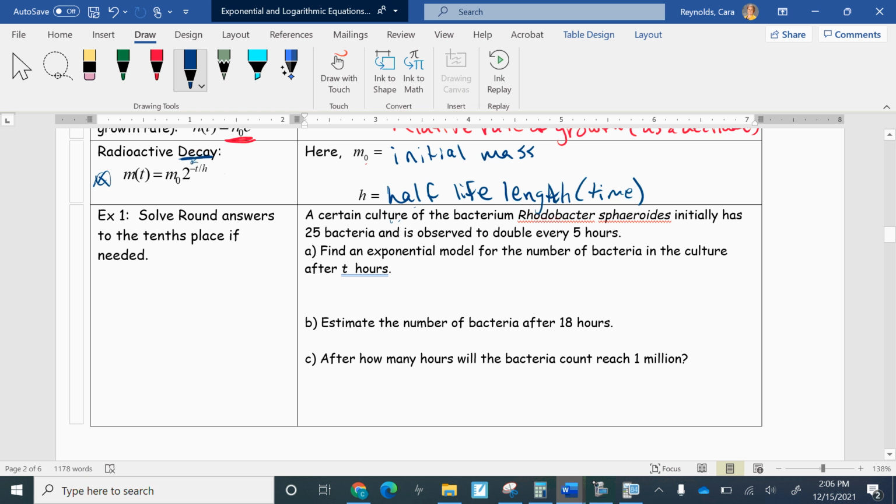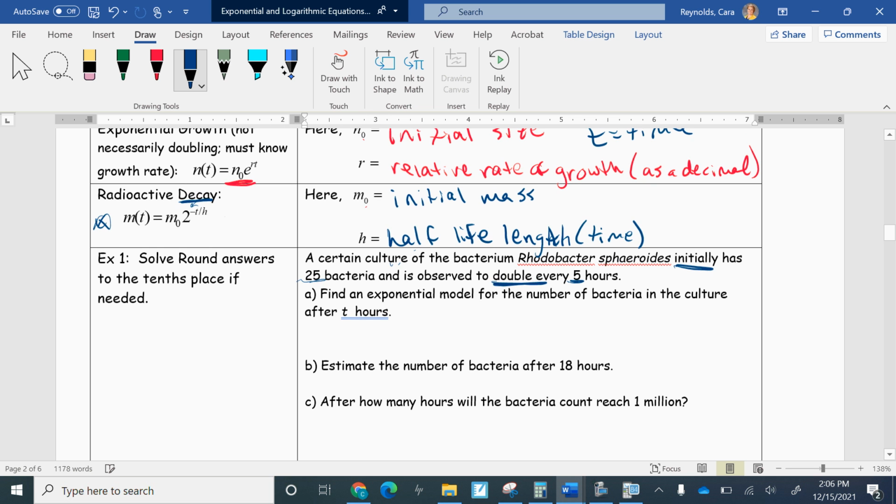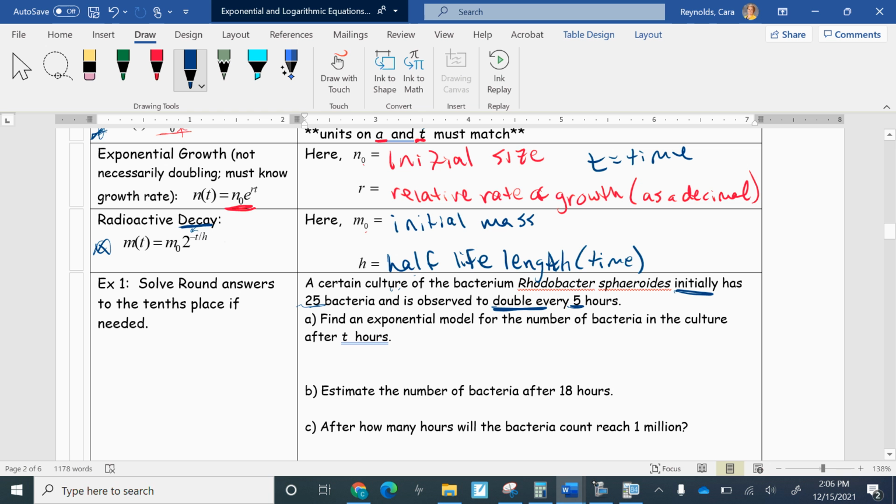A certain culture of bacteria initially has 25, so here's your initial amount, and it's observed to double every 5 hours. And so this is your doubling formula. Find an exponential model for the number of bacteria after t hours. When I'm asking this question, you're going to leave t as t. All right, you're just plugging in everything else.